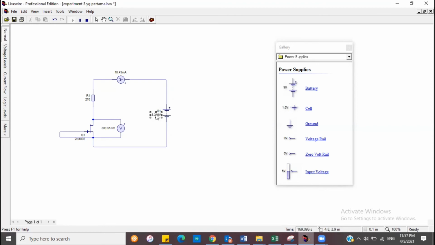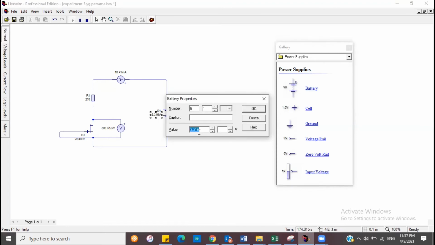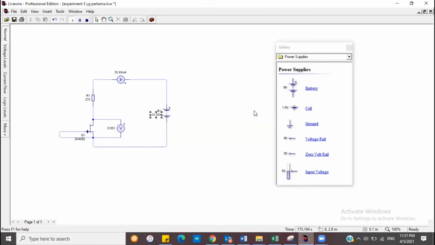If you want to get 2 volt here, we have to change the power supply as well. So I'm going to change it to 10.33. And we got the 2.00 V value right here. And the ammeter also shows the value, which is 30.83.